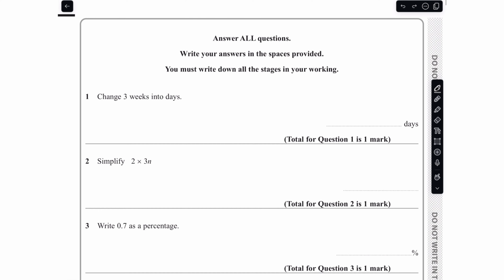In the first question, we are told to change 3 weeks into days. So remember that in 1 week, there are 7 days. And so in 3 weeks, they'll simply equal 7 times 3 days. And that gives us 21 days. So your final answer is simply 21 days.